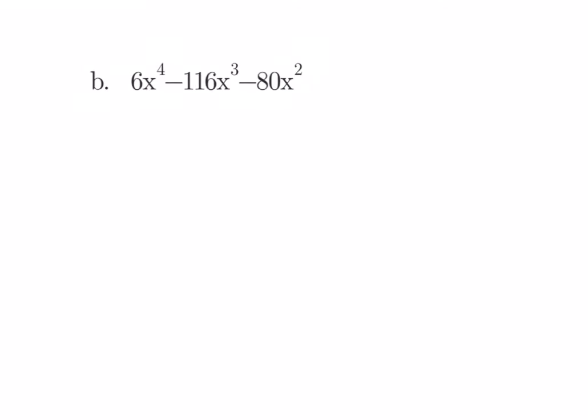Example B. We start by factoring out the greatest common factor. All of these numbers are divisible by 2, so I can factor out a 2. And they all have at least 2 x's in common. All right, so if we go ahead and factor that out, what are we left with? The first one, if we divide by 2x squared, I am left with 3x squared. Second one, if I divide by 2x squared, I am left with 58x. And the last one, if I divide by 2x squared, I am left with 40.